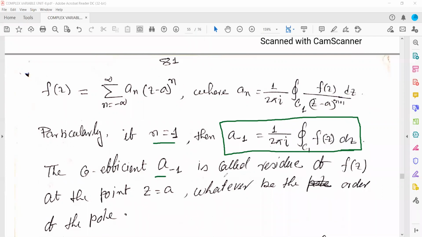And the coefficient is a_minus 1. This coefficient a_minus 1 is called the residue of the function f(z) at the point z equal to a, because z equal to a is the pole of order m, whatever the order of the pole. Okay.